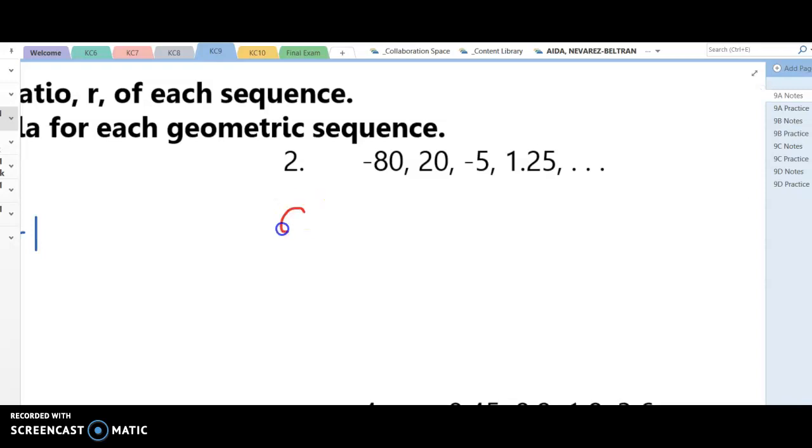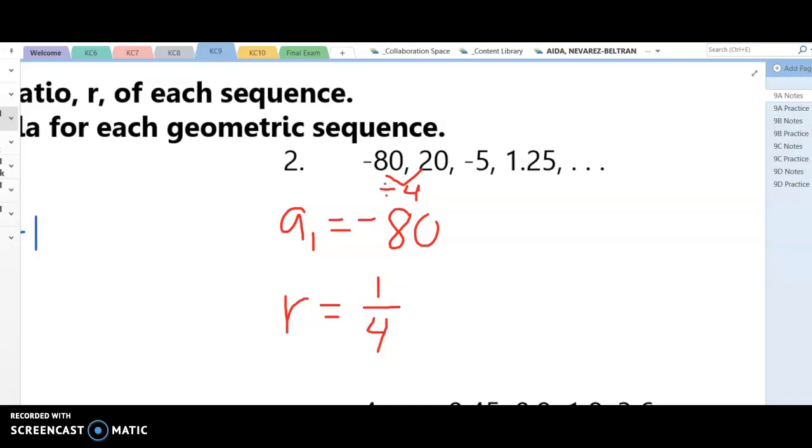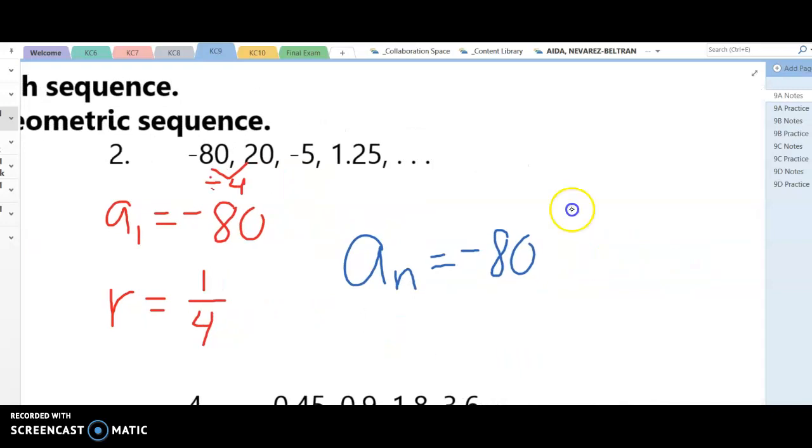So with this one, our A1 is negative 80. And then we have to look for our common ratio. So with this one, let me see. We are dividing by 4 each time. So when you're dividing by 4, we use the common ratio 1/4, right? If you make it a fraction, that shows that you're doing division. So now when we go through and make our formula, our first number is negative 80, and in order to show that we're doing division each time, we use it in the fraction form, so 1/4.